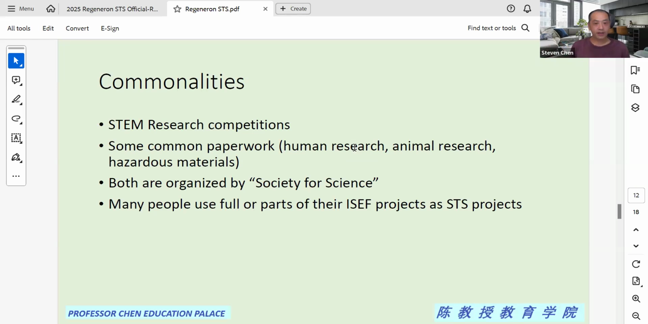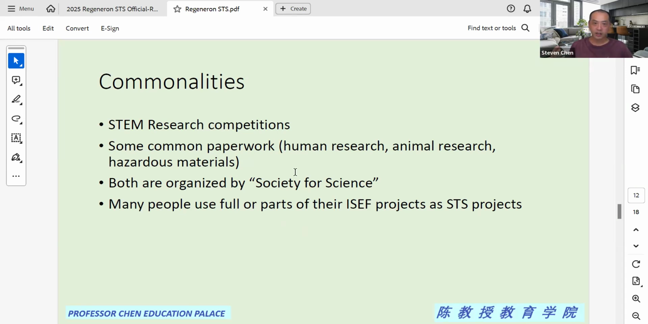Okay. First, let me summarize the commonalities between STS and SF. They are both STEM research competitions, right? And both of them require you to complete some paperwork. In particular, when it involves humans, animals, or hazardous materials, there is some paperwork and clearance you need to receive. And both of them are run by the same organization called the Society for Science. And actually, because of the common nature in research, many people simply use their SF projects as STS projects. So this is also allowed. Okay, so those are commonalities.